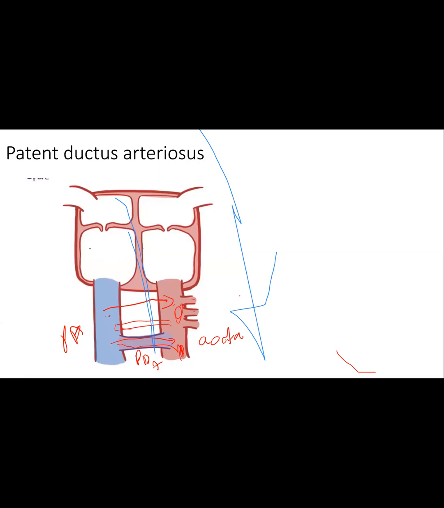And symptomatic and large PDAs actually require surgery. So in terms of treatment, prostaglandin inhibitors work. Normally prostaglandin, placenta or the ductus arteriosus, in fetal development produce it.